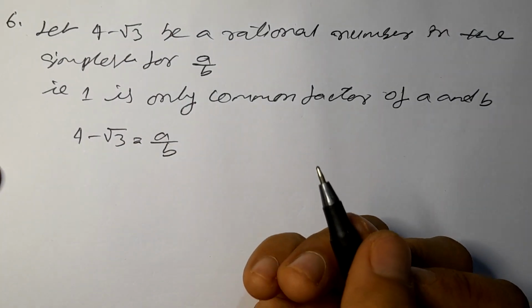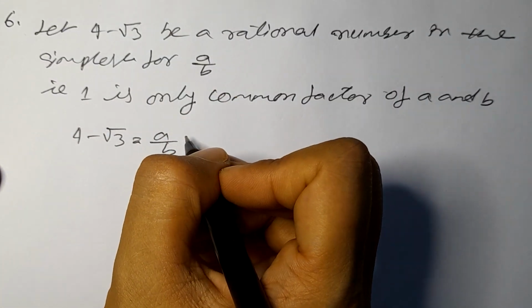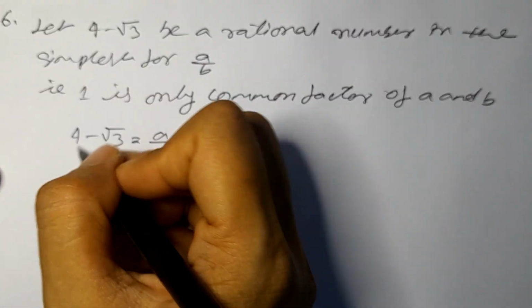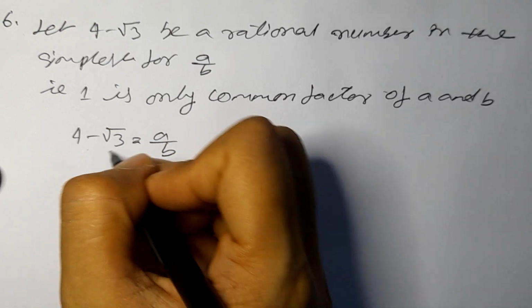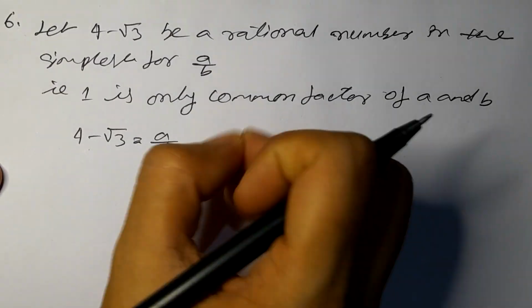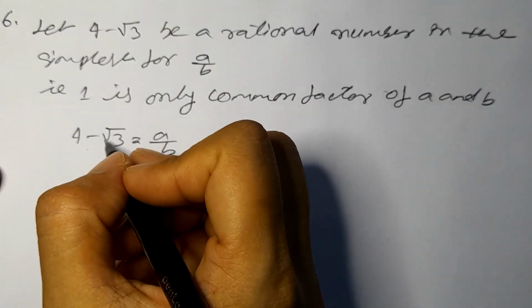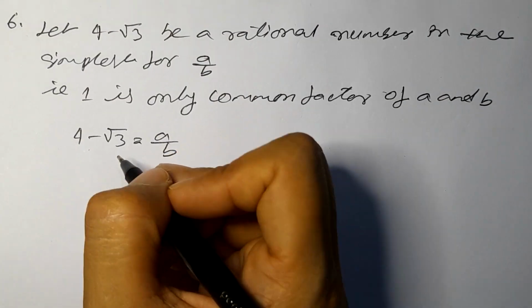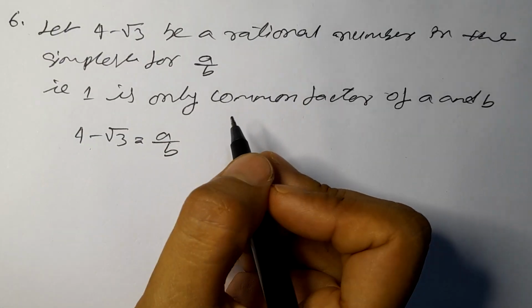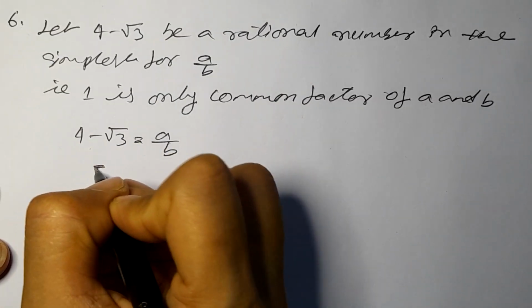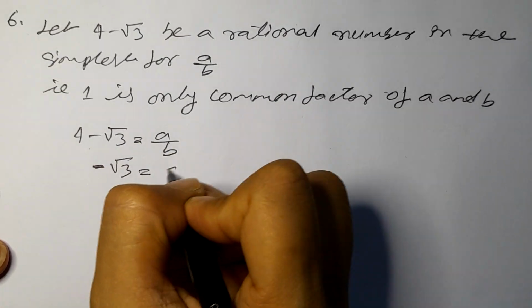Here you can do it two ways. Either you can take the root 3 to this side, but all of you are familiar with keeping the unknown on this side. That's why I am going to keep the root 3 on this side, keeping every format similar. I won't change any format. So I am keeping the minus root 3 on this side, and take the 4 to that side. So minus root 3 is equal to a by b minus 4.